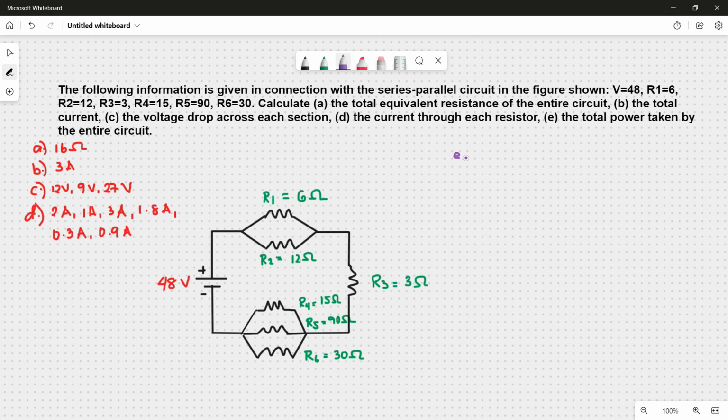For letter E, the total power of the entire circuit. We'll use the power formula, which is P is equal to IV. So that's the total current of 3 amps times the total voltage of 48, and so we'll get 144 watts.